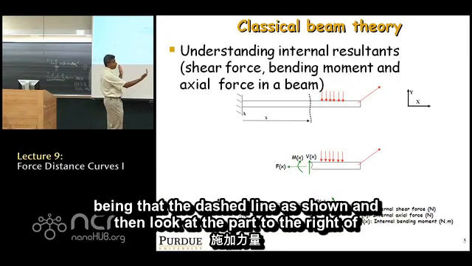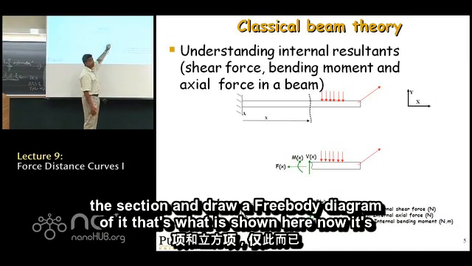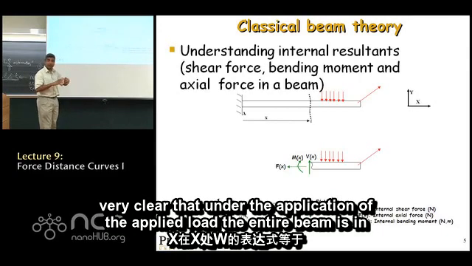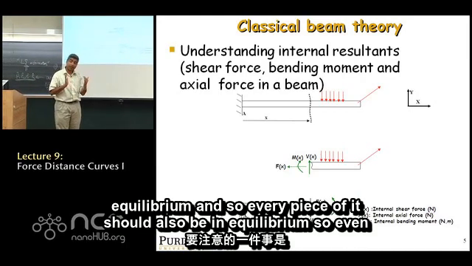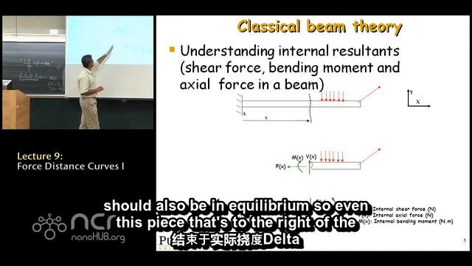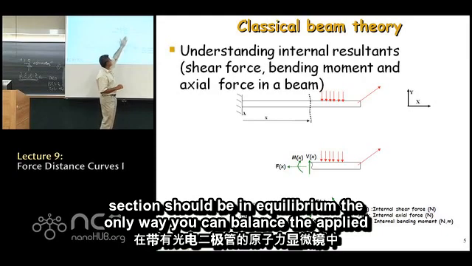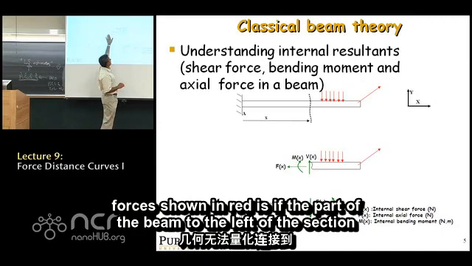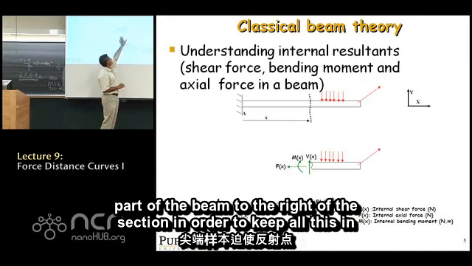and look at the part to the right of the section and draw a free body diagram of it, that's what is shown here. Now, it's very clear that under the application of the applied load, the entire beam is in equilibrium. It bends and it's in equilibrium. And so every piece of it should also be in equilibrium, even this piece to the right of the section. The only way you can balance the applied forces shown in red is if the part of the beam to the left of the section applies some forces and moments to this part of the beam to the right of the section in order to keep all this in equilibrium.